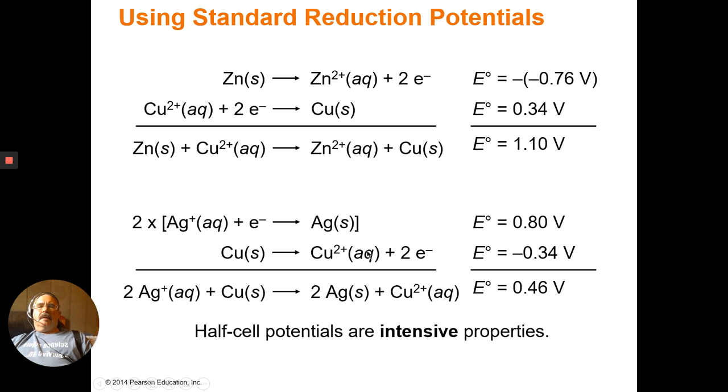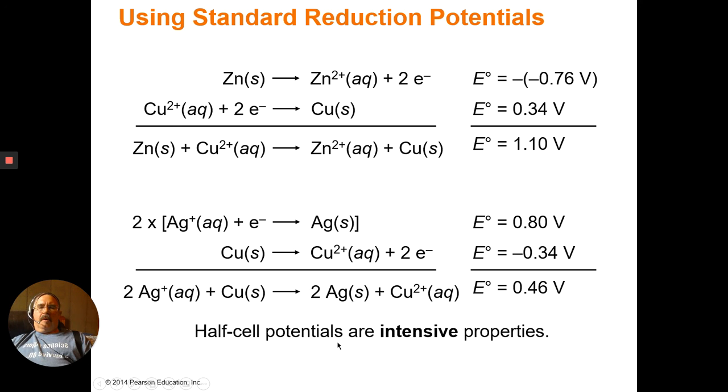Our overall reaction can't contain an electron term, so we've got to go through and multiply everything by 2, and that way the electron term drops out. And now our equation is balanced.